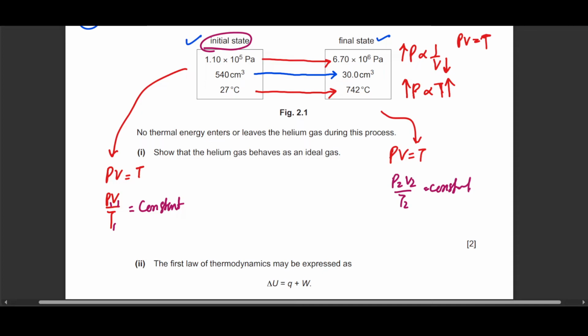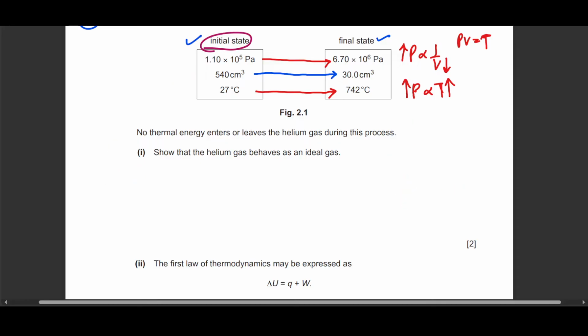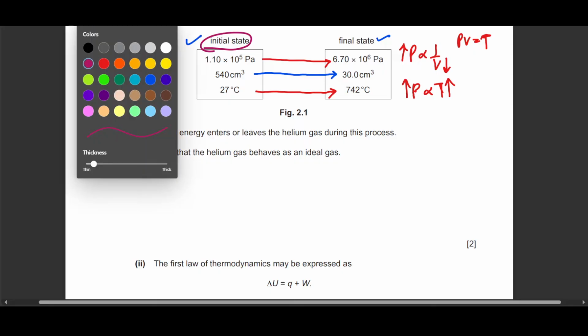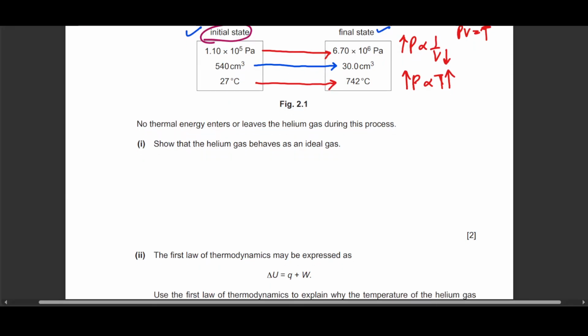So what you're supposed to do for the examiner is solve for both systems and then show that if they're both giving you the same answer, they're equal, that means that they're going to behave like an ideal gas. To put it simply, you will realize that P1 V1 over T1 should be equal to P2 V2 over T2. They both should be equal. So just put in the values and explain to the examiner that this is how it's going to be.